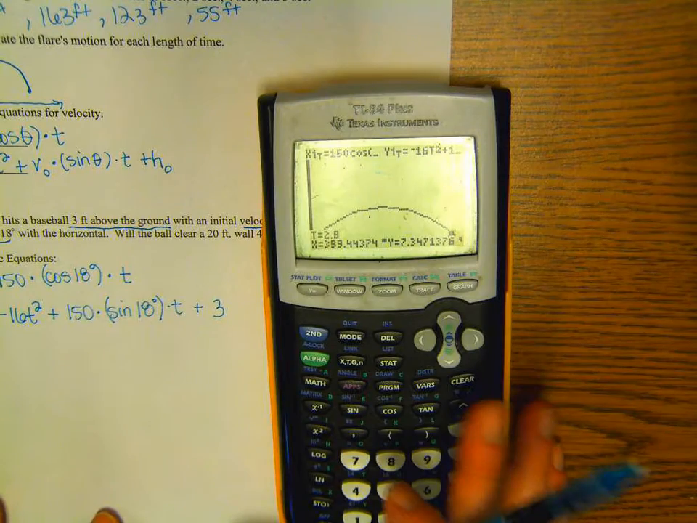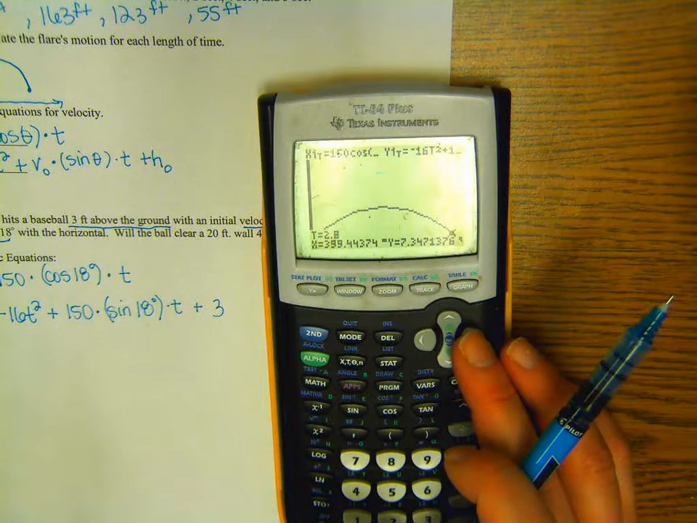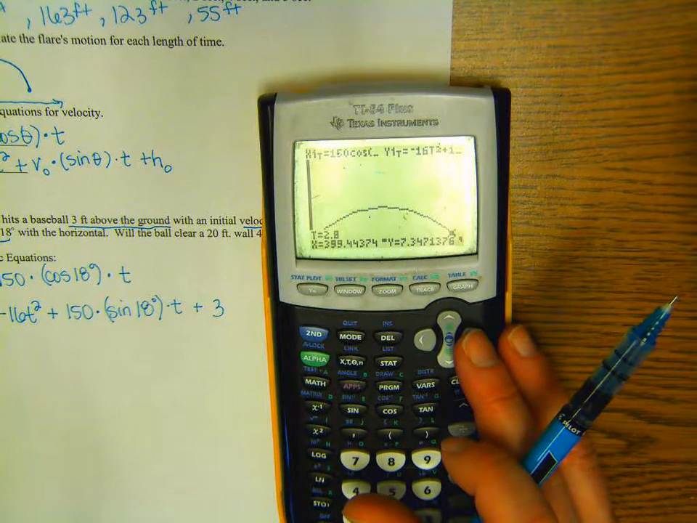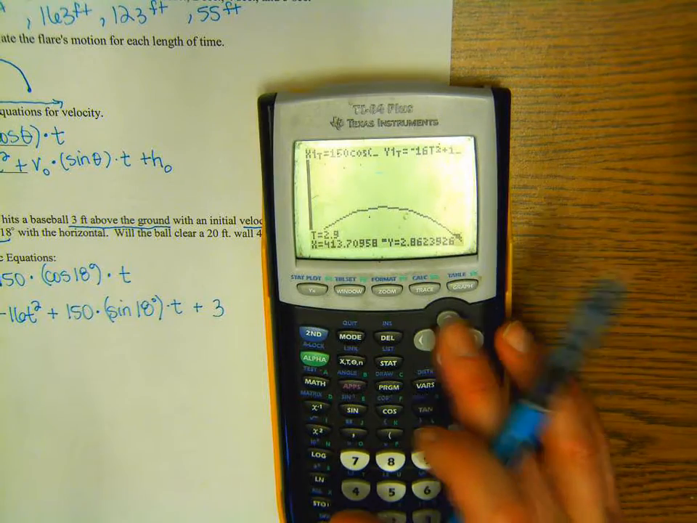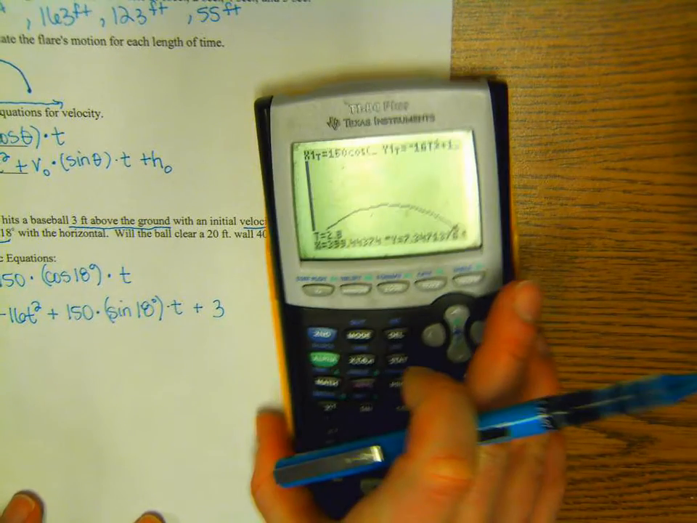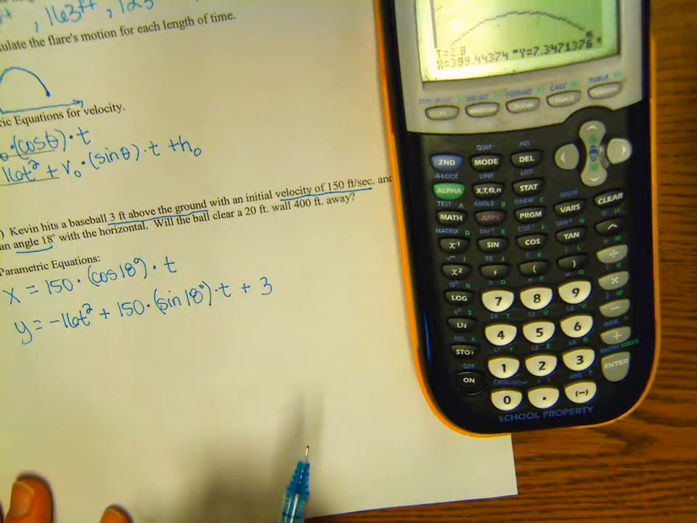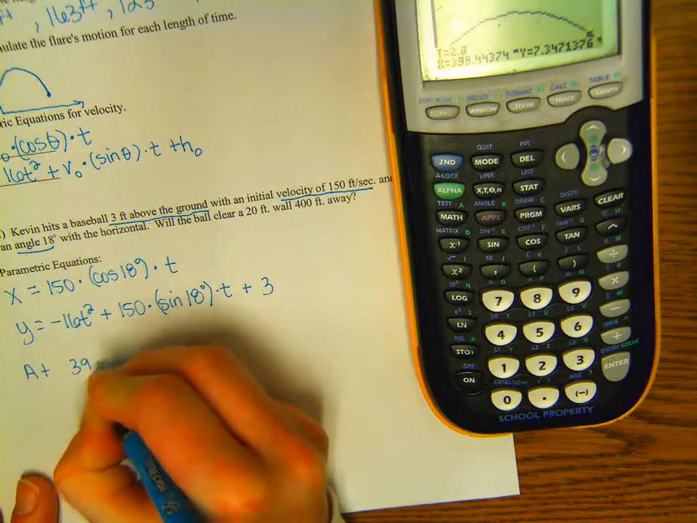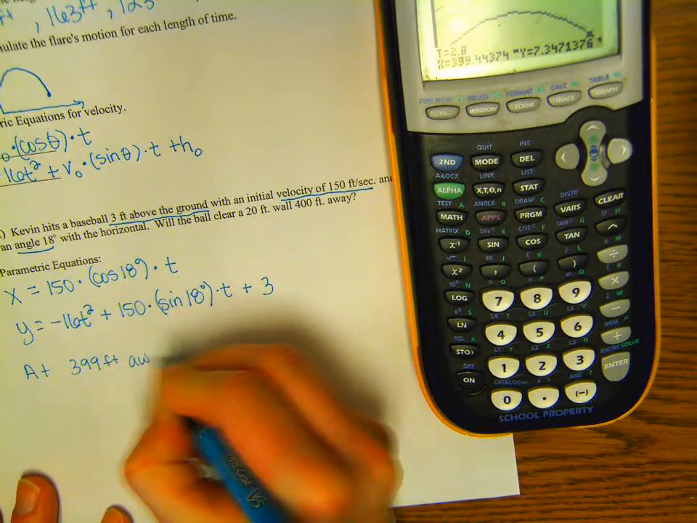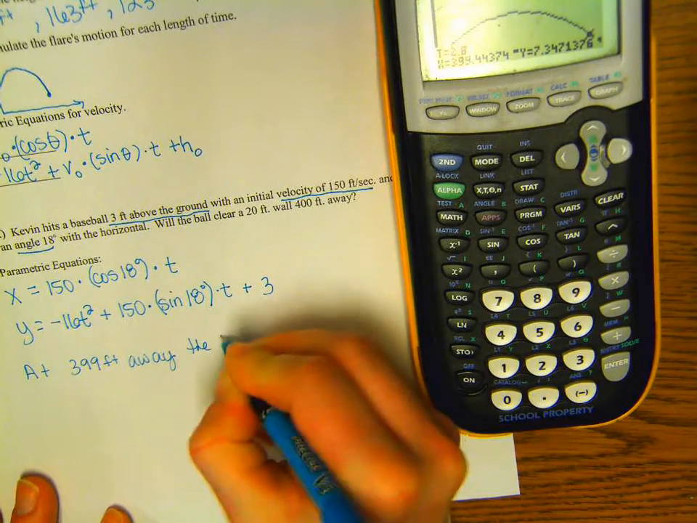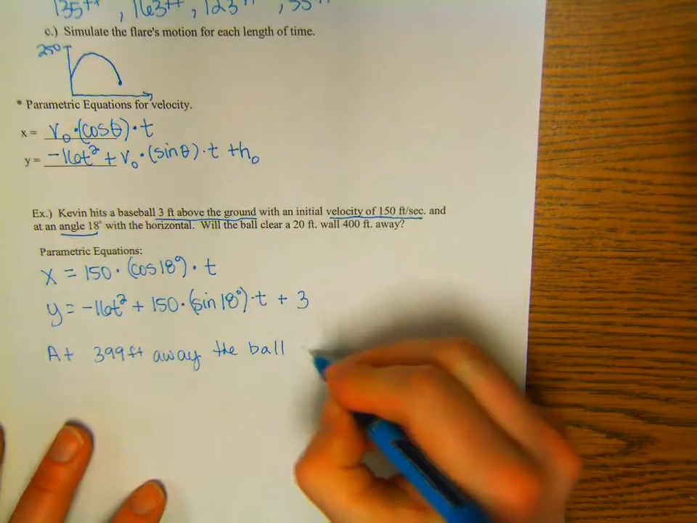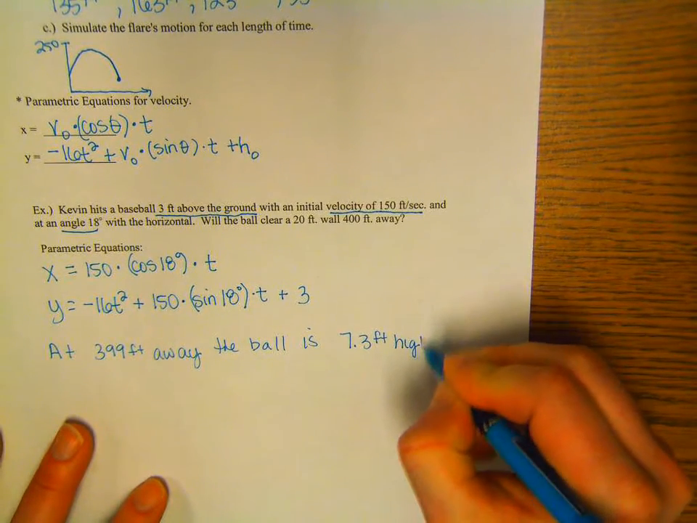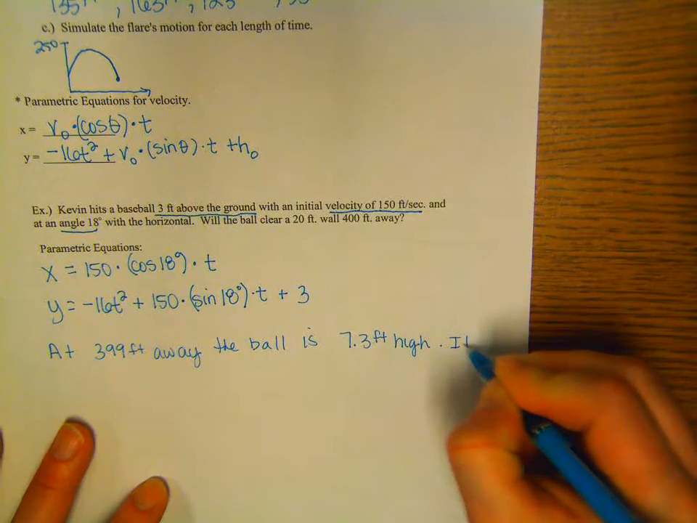No. Now, you can't type in 400, because when you trace, if you tried to type in 400, it would do time. You have to just get as close as you can. Here, I'm too far. But 399 is obviously even before 400, and the ball's too low, right? So I'm going to write, so I have an explanation: at 399 feet away, the ball is 7.3 feet high. It won't clear a 20-foot fence.